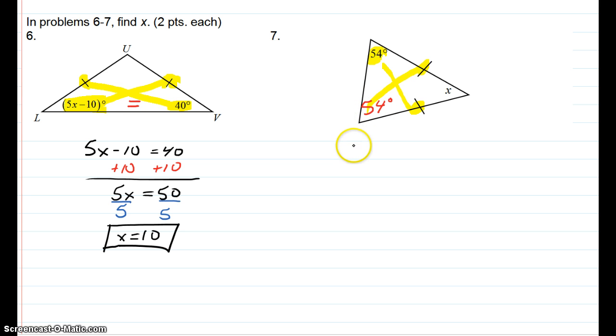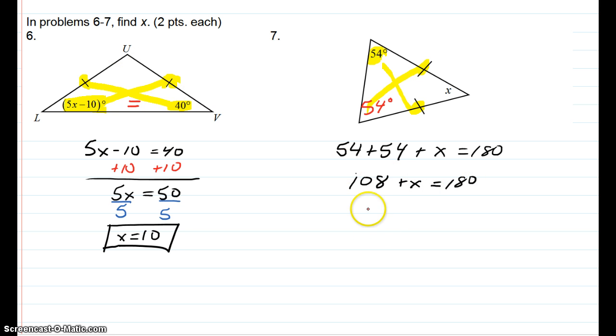Now we can write our equation, because the three angles of a triangle always add up to 180. So we do 54 plus 54 plus x equals 180 degrees. Combine our like terms, so we get 108 plus x equals 180. Move the 108 to the other side, so we subtract 108. And we end up with x equals 72.